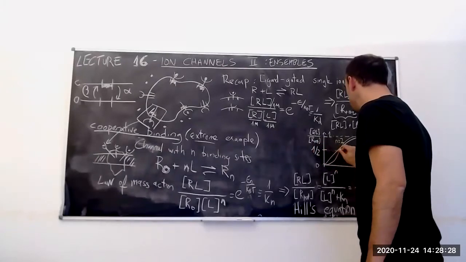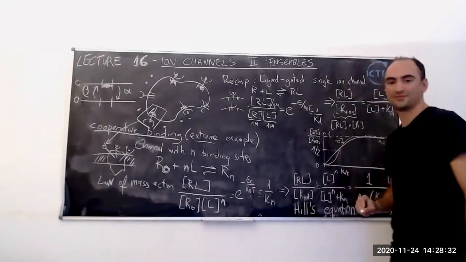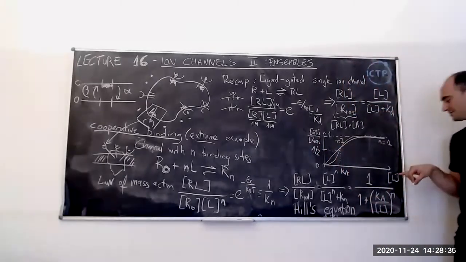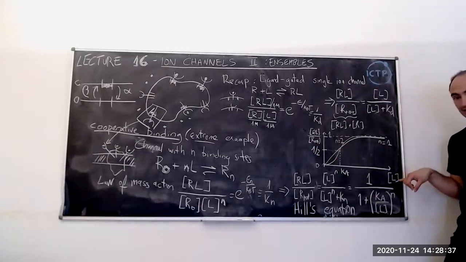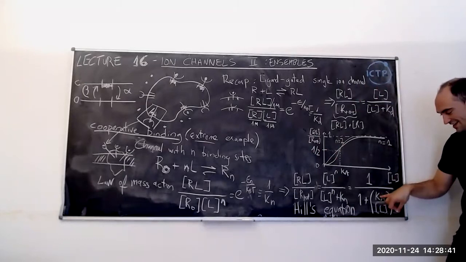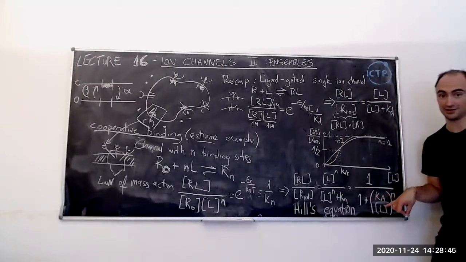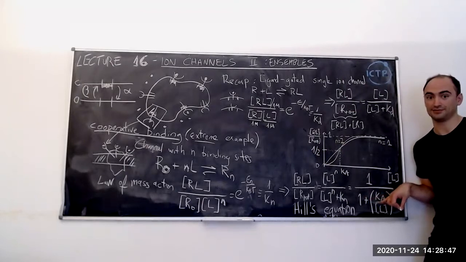So Ka is the amount of ligand concentration at which this becomes 1/2. Because if you put L equals Ka, this will be 1 plus 1 to the power n, and 1 to the power n is always 1. So you get 1/2. Okay, you see it?